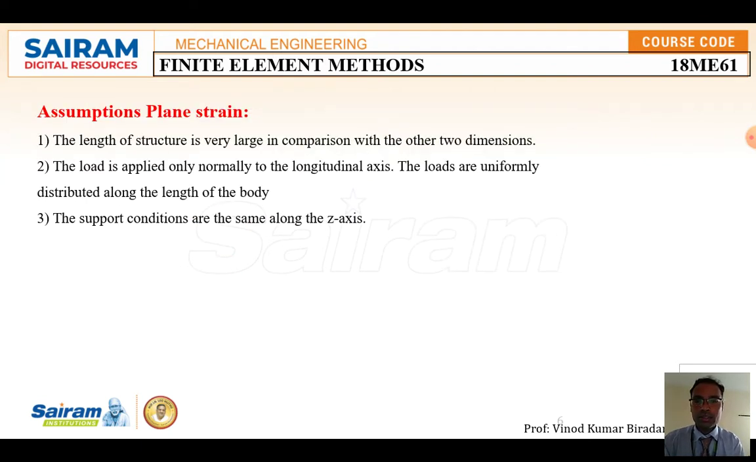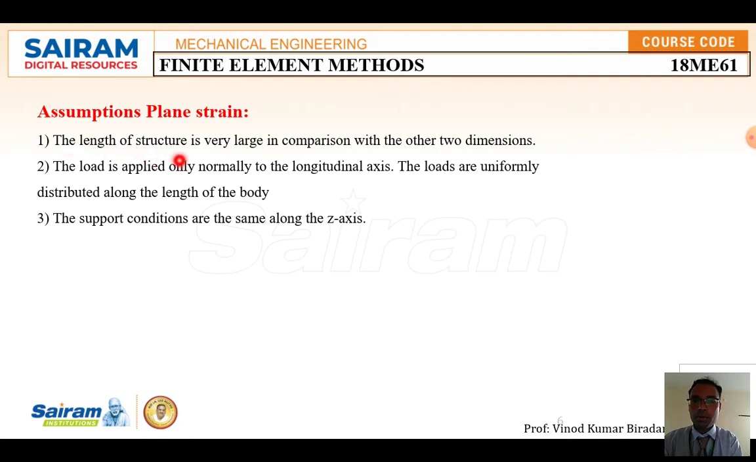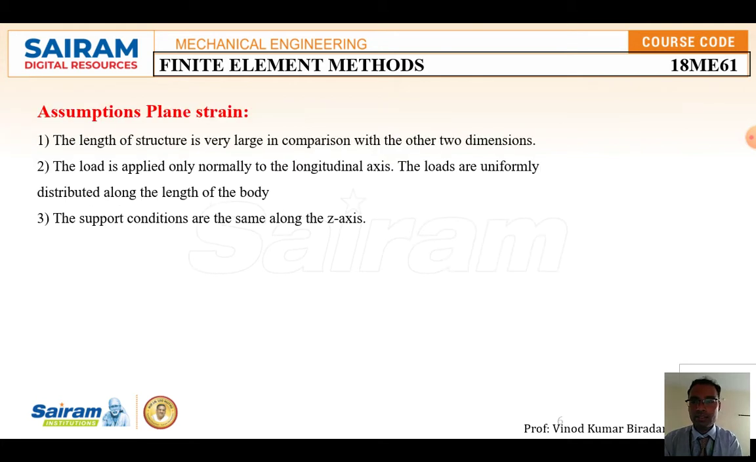These are some assumptions we consider in the plane strain problem. The length of the structure is very large in comparison with the other two dimensions. The load is applied only normal to the longitudinal axis, and the loads are uniformly distributed along the length of the body. The third one is that the support conditions are the same along the z axis. These are the three assumptions we consider while solving plane strain problems.